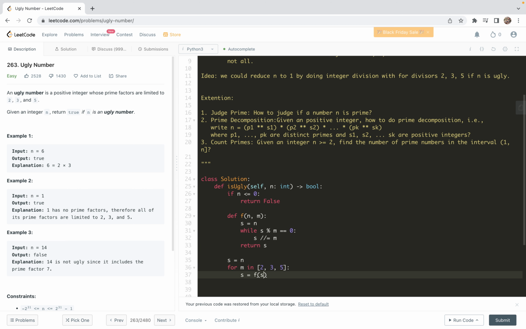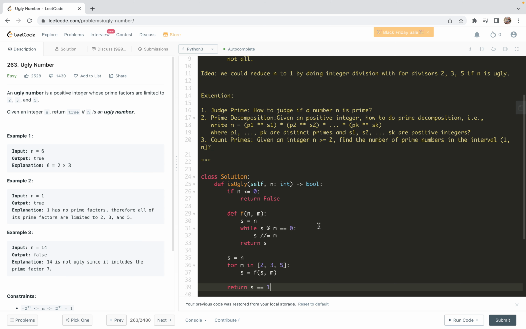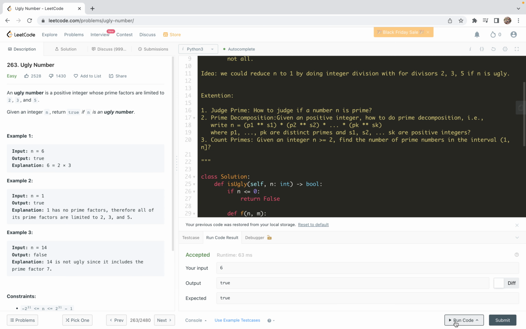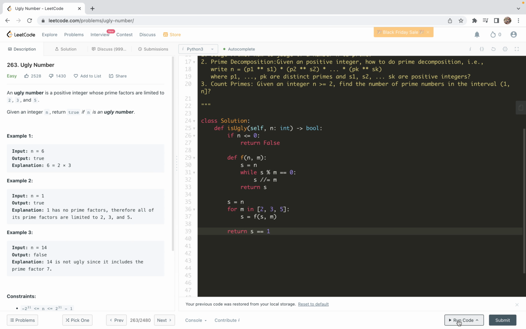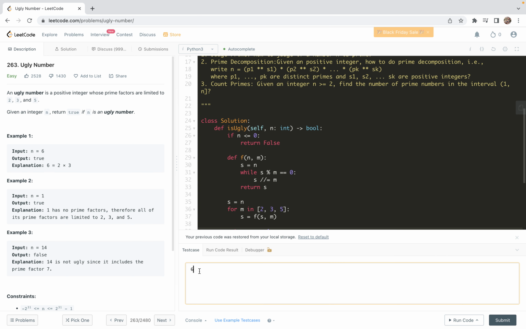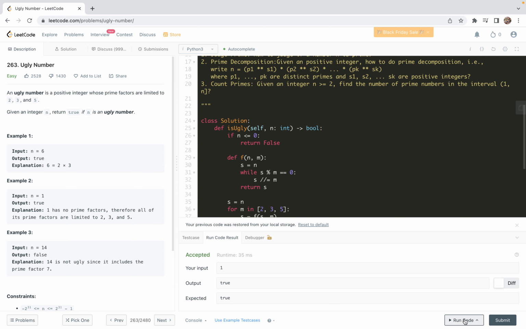Then for this problem, we can set s to be n, right? And then for the prime factors, we are going to reduce using 2, 3, and 5. So for m in 2, 3, and 5, I'm going to use a list. You can use a set. Then we call this helper function for s. Notice that s is updated in the for loop. If we can eliminate all 2, 3, 5 factors inside this n, so if n is an ugly number, the final state should be 1. So we're going to return whether s equals 1. If s were 1, it means n at the very beginning is an ugly number, otherwise not.